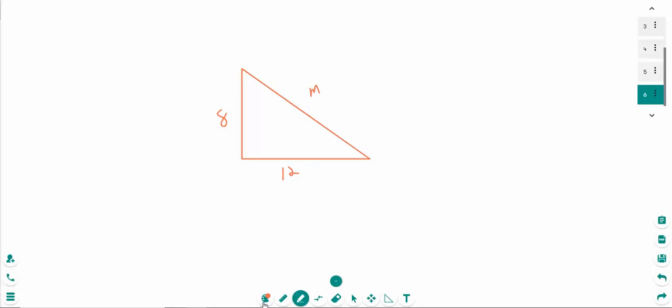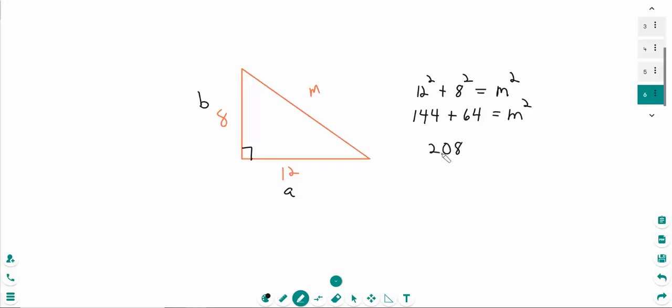So once again, we need to find our corner, so we make sure we have all our sides labeled correctly. We'll call this side A, this side B. And then we have a squared, well that's 12 squared, plus b squared, well that's 8 squared, equals c squared, well that's m squared. And then if we do the math here, we end up with 144 plus 64. And if we add those up, we get, what do we get here? 208 is equal to m squared.